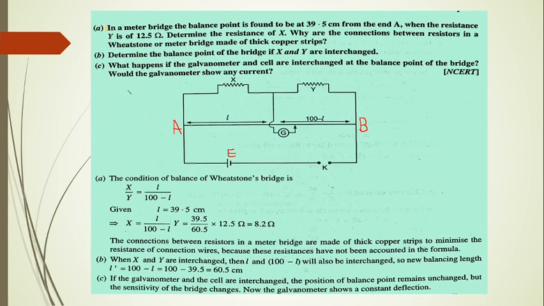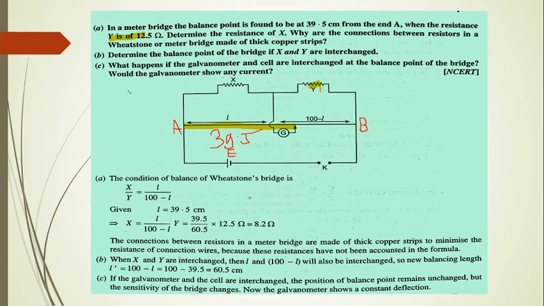Let us take an example from the NCERT text on the meter bridge. The question is: in a meter bridge, the balance point is found to be at 39.5 cm from the end A, when the resistance Y is 12.5 ohm. The balance point is obtained at this length A to J, so the length L is 39.5 cm when Y is 12.5 ohm. Determine the resistance X.